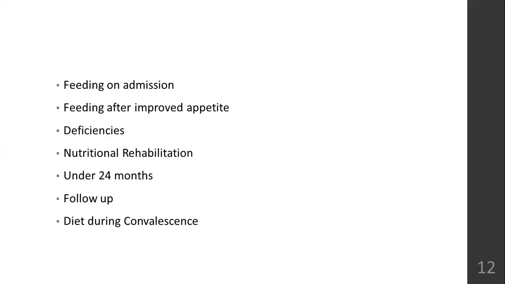Cereal to pulse mixture of 5:1 ratio. One part of pulse, four parts of cereal. That should be the ratio maintained for children. And go for locally available, easily digestible, inexpensive food during the convalescence phase.